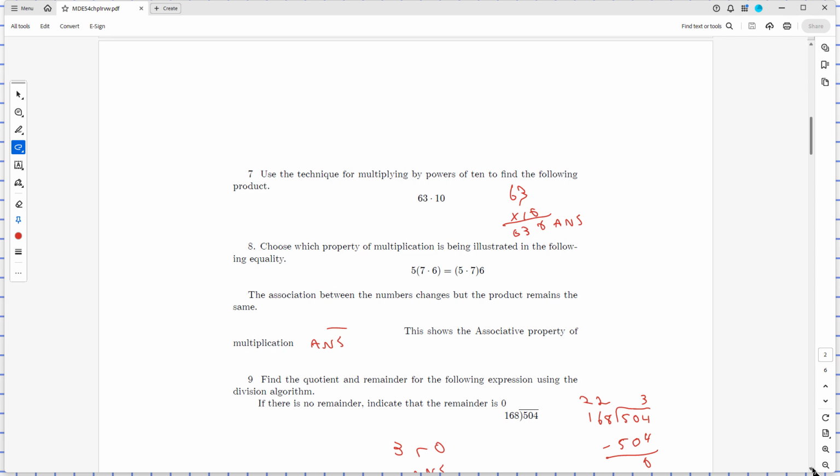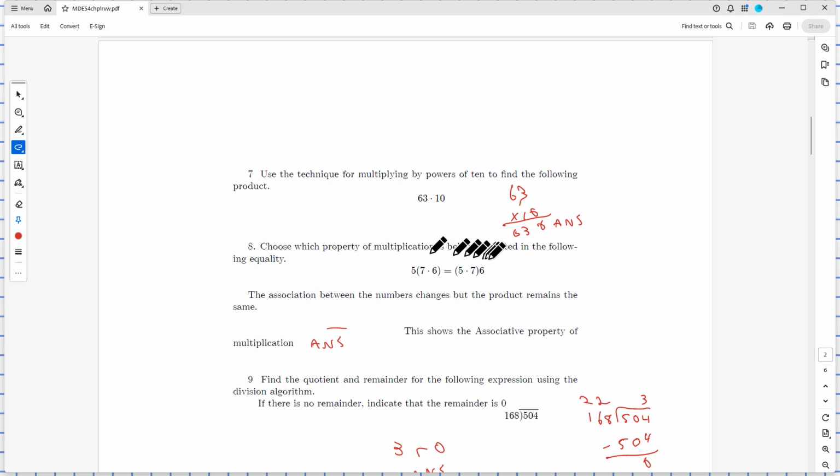Use the technique here for multiplying powers of 10 to find the following. So I'll shift my 0 over, and that's 1 times 63, which is 630. That's a 0 there, 630.